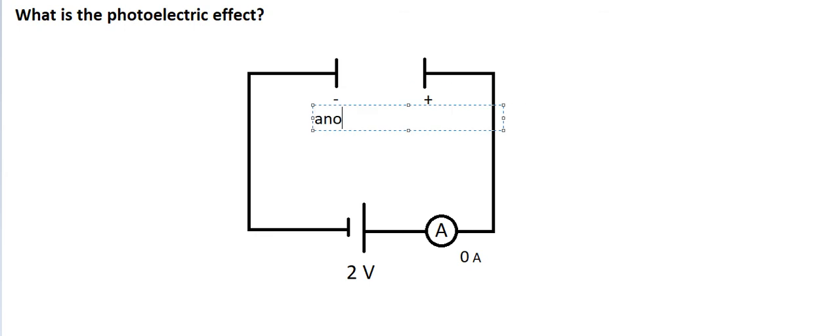Chemists among you will know these words, but this is what we can call them. They're both electrodes, but the negative one is the anode and the positive one is the cathode. And the photoelectric effect is having this set up and getting a current to flow in this circuit through the use of light.